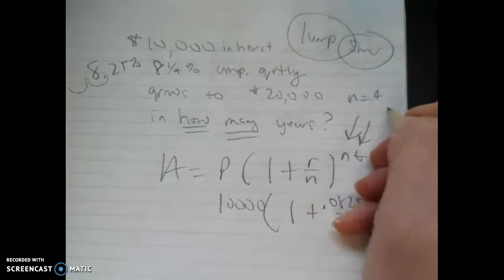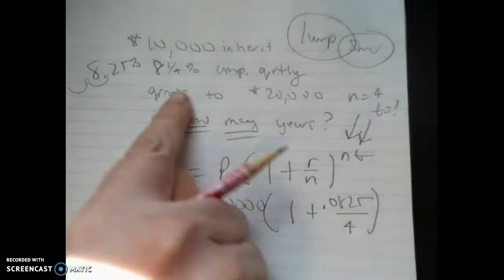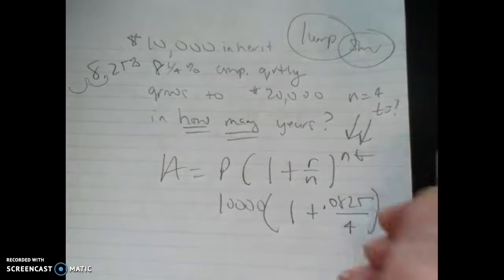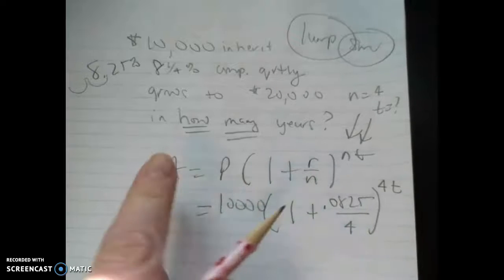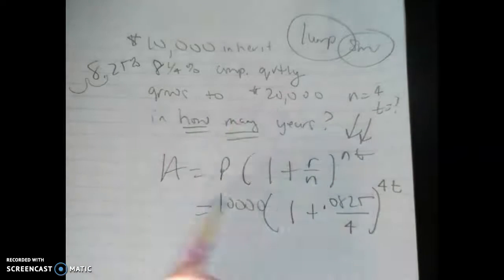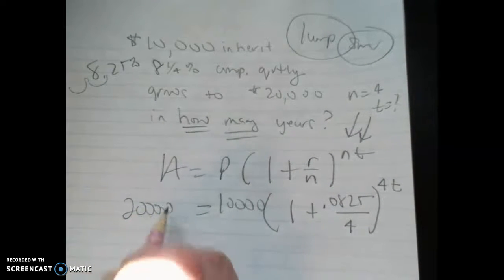So n is 4, and time is, ooh, that's the question, right? How many years? I don't know time, so I'm going to do 4 times t. And then it's going to spit out the amount of money with interest, which we know in the future is going to grow to 20,000. We just don't know when.